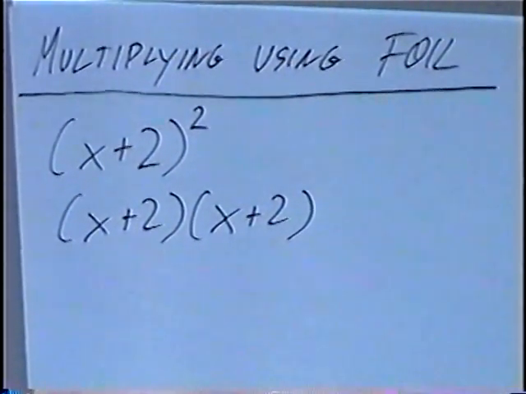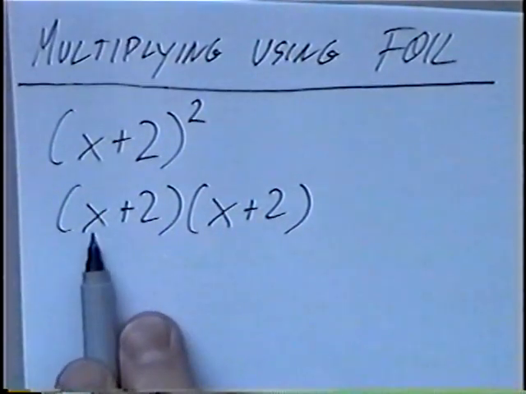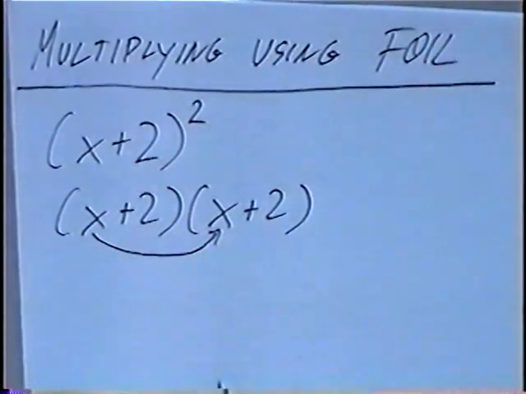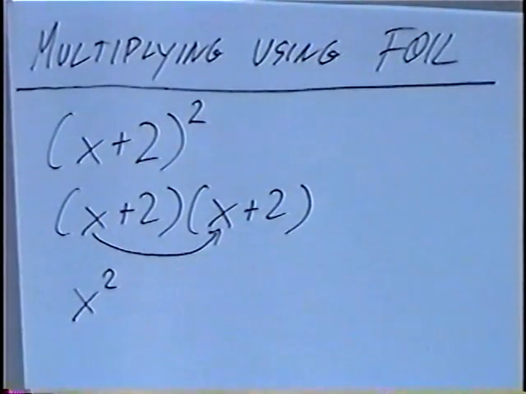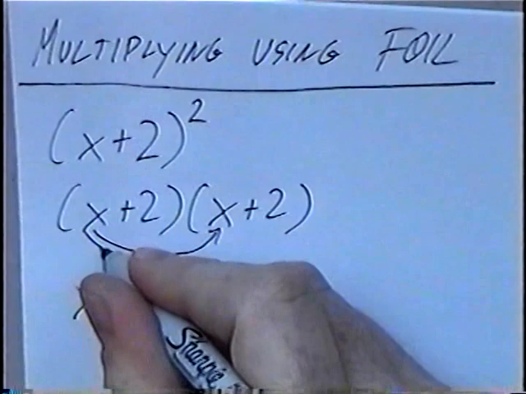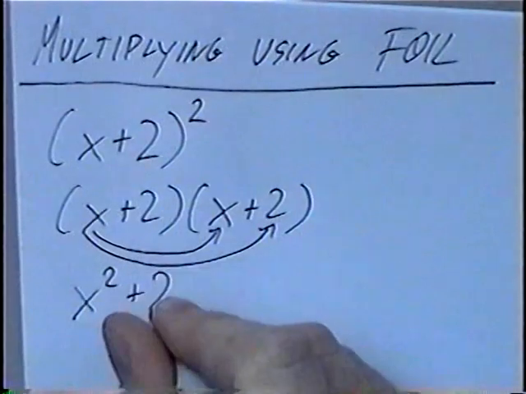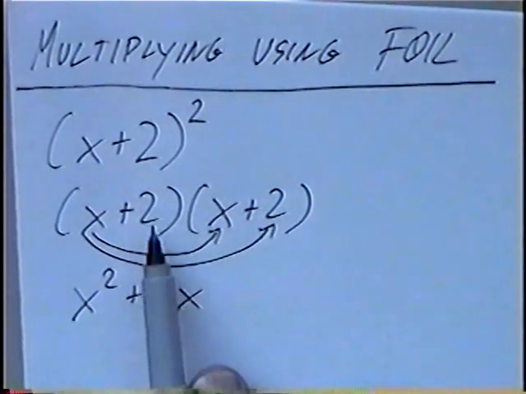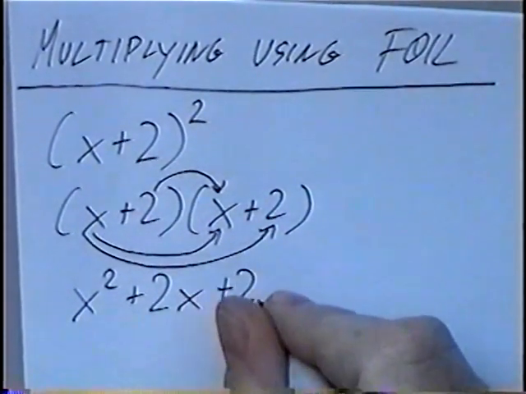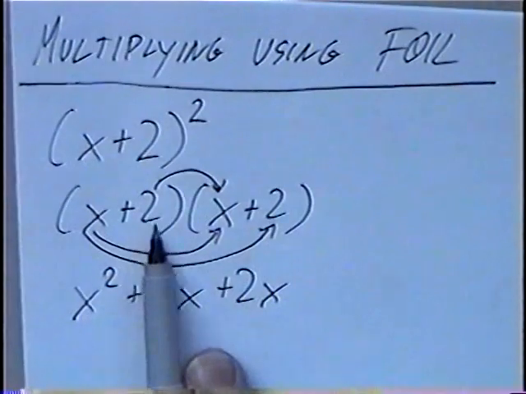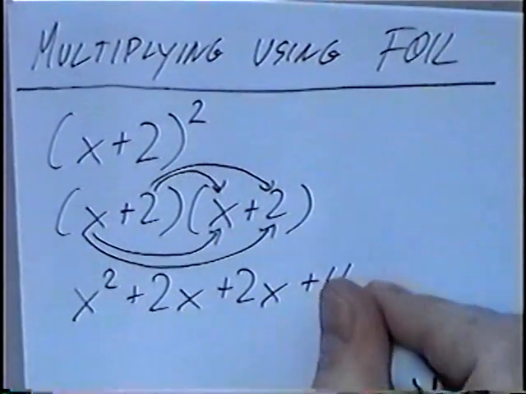Once we write the same parentheses twice, now we can multiply using FOIL. Again, taking the first term, multiplying it by the first term in each parentheses. X times x would be x squared. The O in FOIL, the outside, going from the far left to the far right. X times 2 would be 2x. Multiplying the inside terms, or middle terms, 2 times x would also be 2x. And multiplying the last number in each parentheses, 2 times 2, which would be 4.